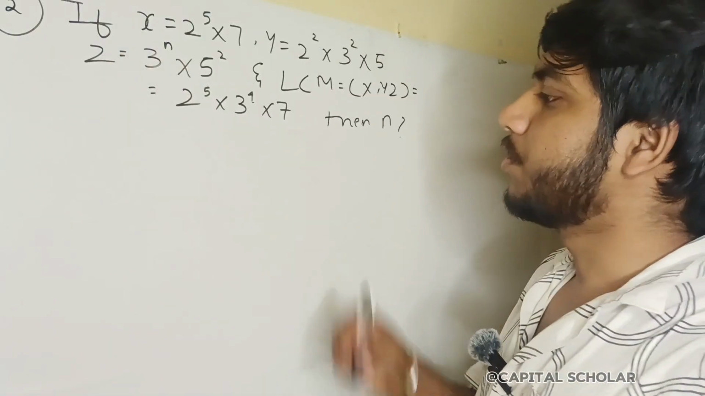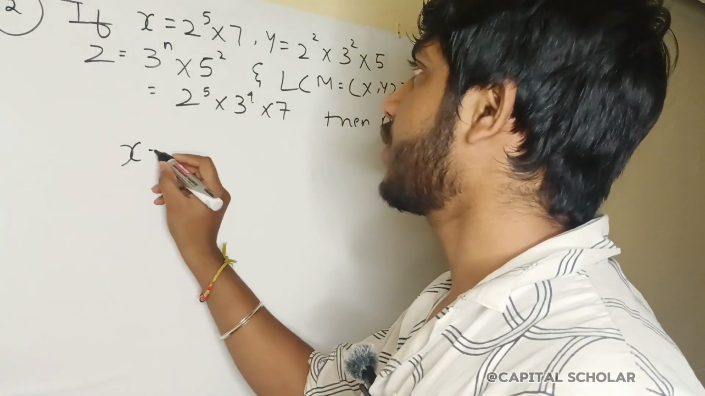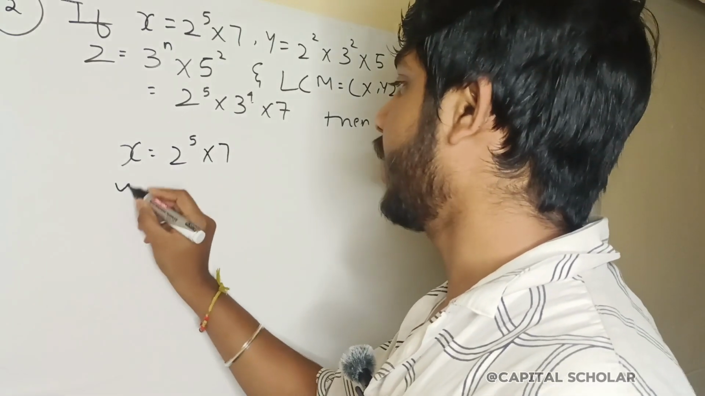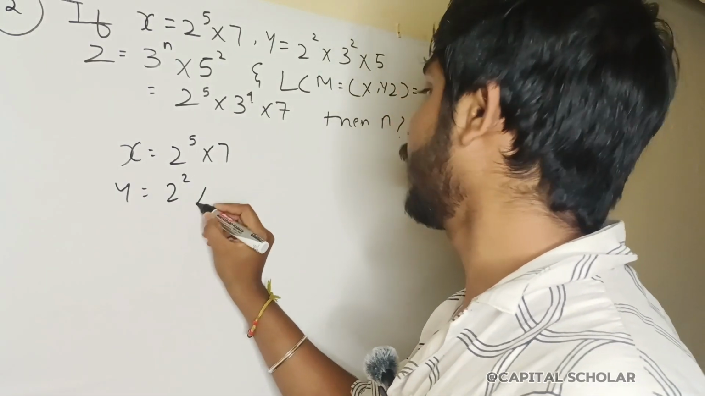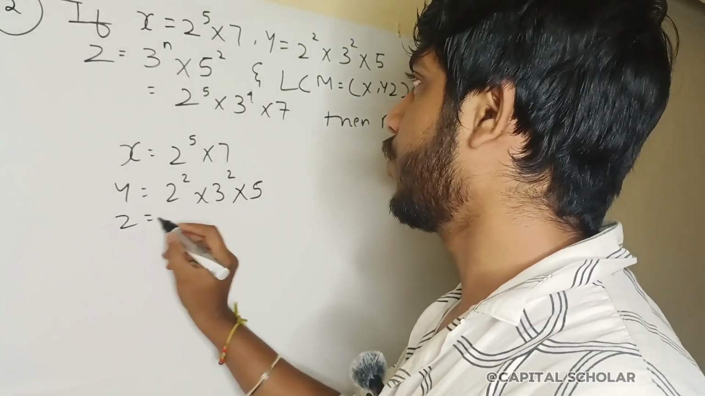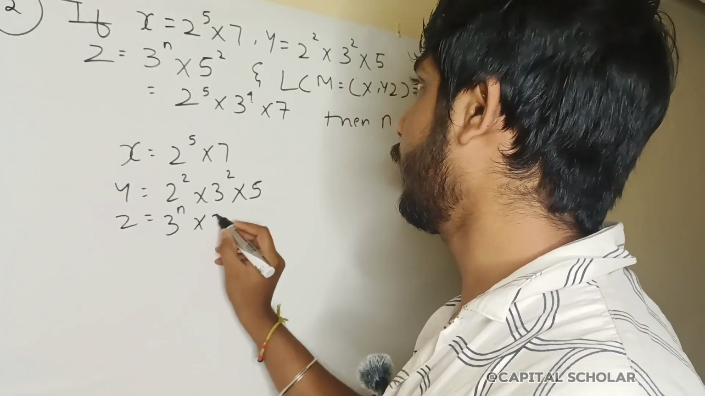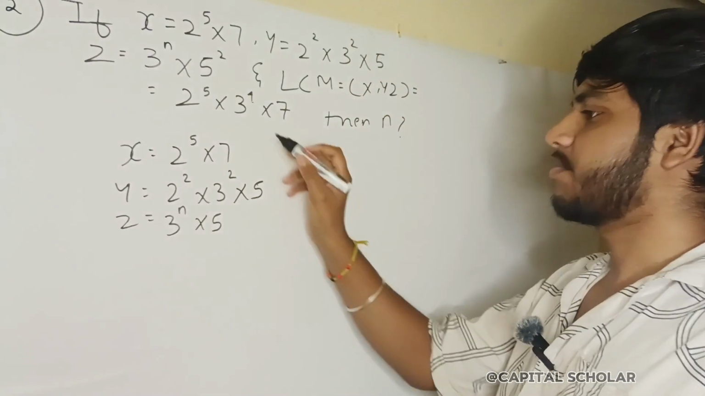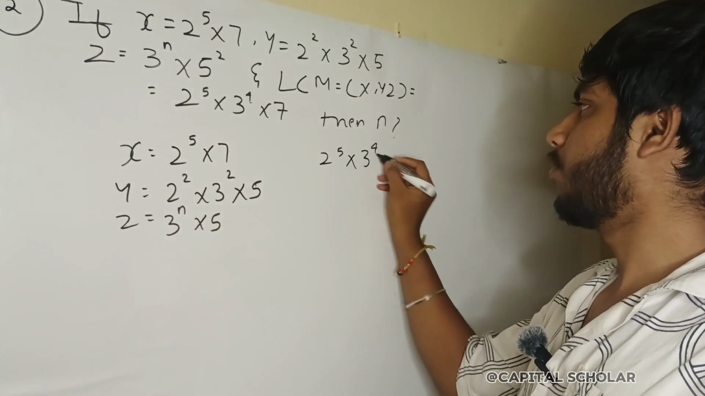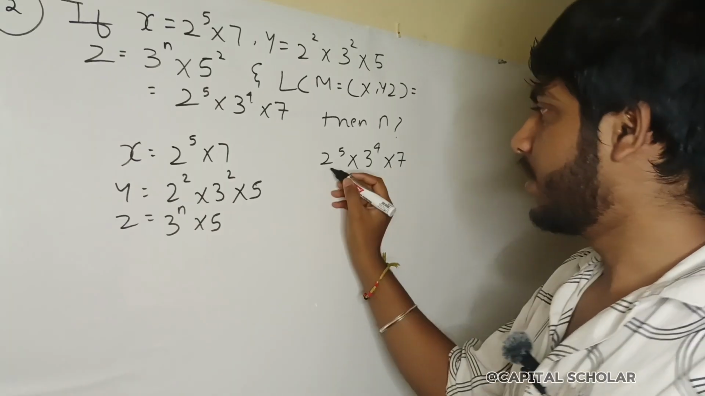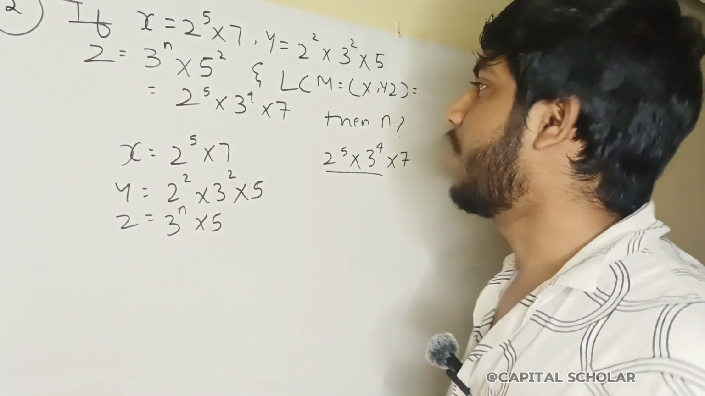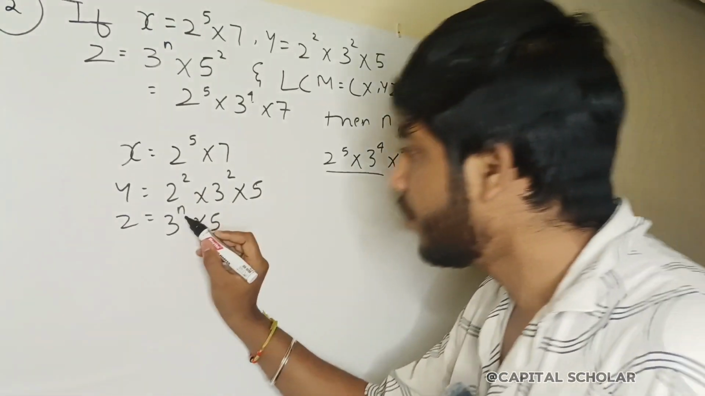If x is equal to 2 to the power of 5 into 7, y is equal to 2 to the power of 2 into 3 to the power of 2 into 5, z is equal to 3 to the power of n into 5, and the LCM of x, y, z is 2 to the power of 5, 3 to the power of 4 and into 7. This is the given data. What we have to find is n. What is the value of n?